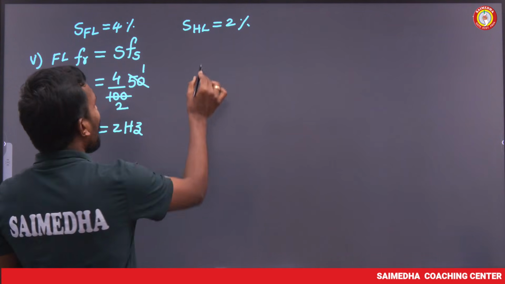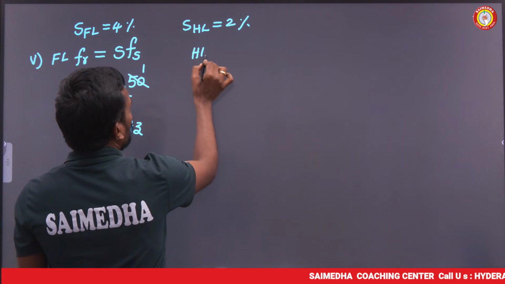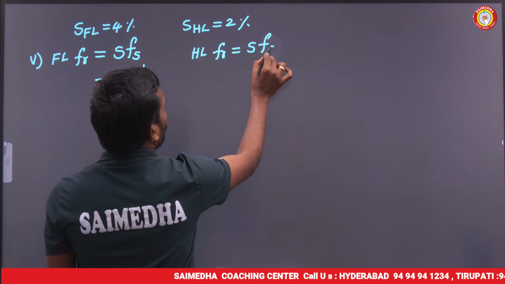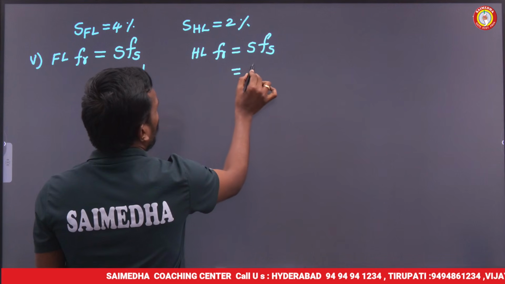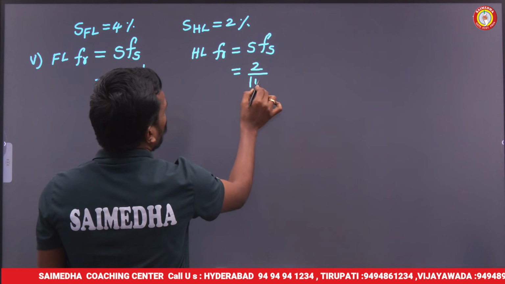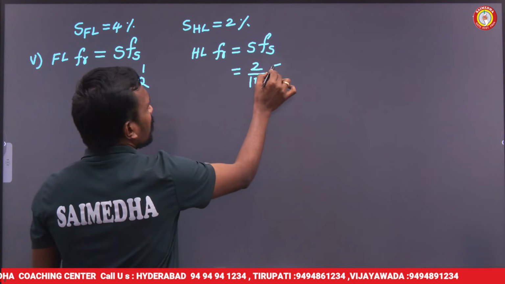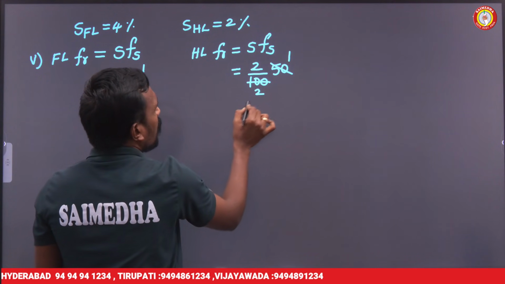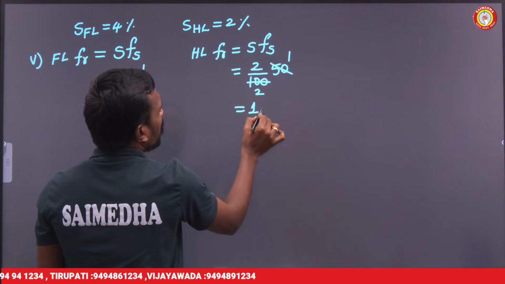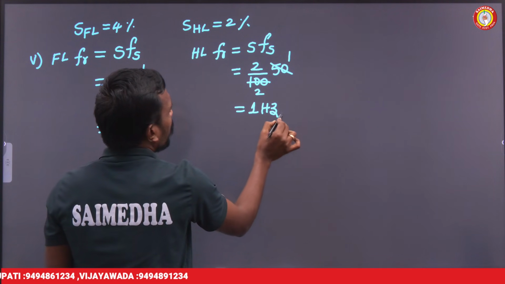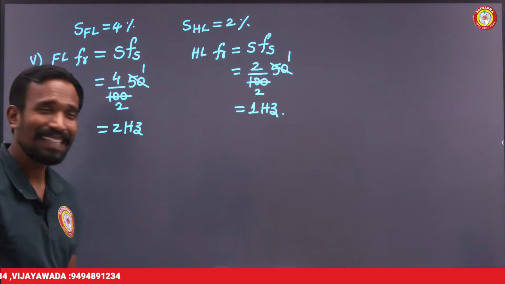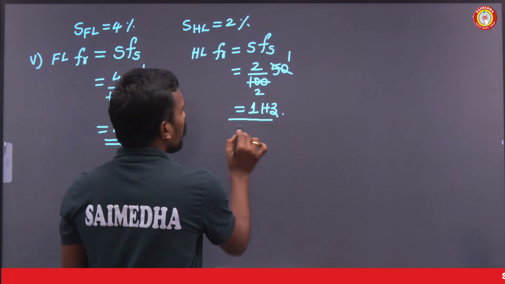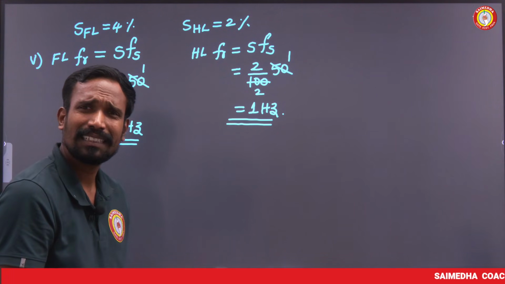Sir, what about the off load rotor frequency? Very simple. Off load rotor frequency is equal to S into Fs. What is the slip at off load? The slip at off load is 2%. 2% of 50, 2 by 2 is 1 Hz. At full load the rotor frequency is 2 Hz, at off load the rotor frequency is 1 Hz.